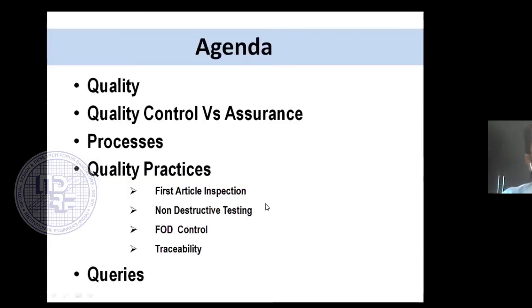The agenda for today will be covering these aspects. Just a brief definition of what quality is and what quality means. Then what is quality control and what is quality assurance? What do these terms mean? And the concept of processes. And just to give you a peek into some of the quality practices or concepts used in the aeronautical industry, I'll be touching upon a few topics like first article inspection, non-destructive testing, FOD control, and traceability. Then we'll have any queries that the participants have.